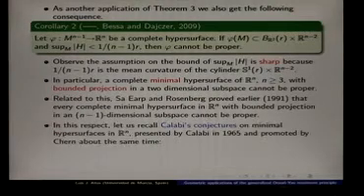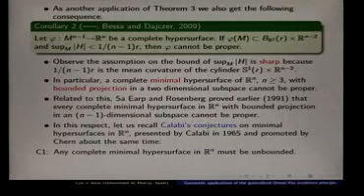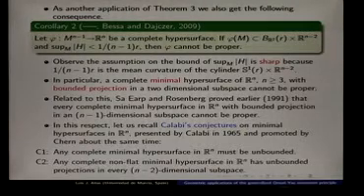And in this respect, we'd like to recall Calabi's conjectures on minimal hypersurfaces, which were presented by Calabi in the 60s and promoted by Chen about the same time. There are two conjectures. The first conjecture says that any complete minimal hypersurface in R^n must be unbounded. And the second conjecture says that any complete non-flat minimal hypersurface in R^n has unbounded projections in every n-2 dimensional subspace.